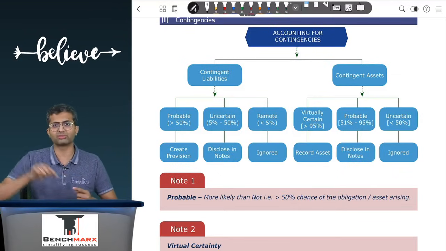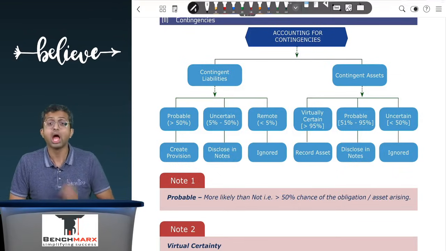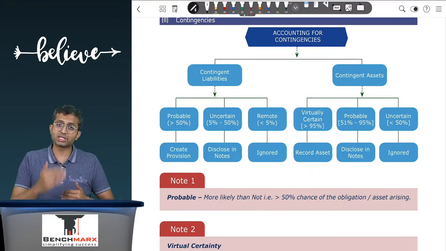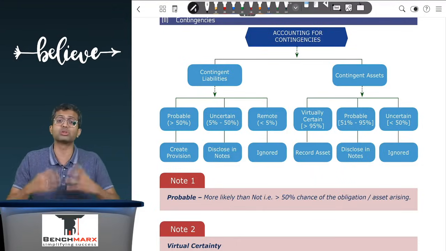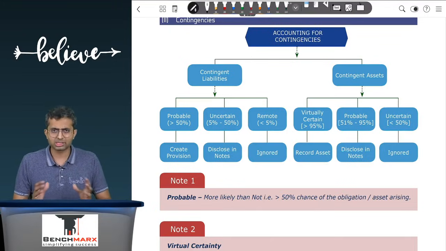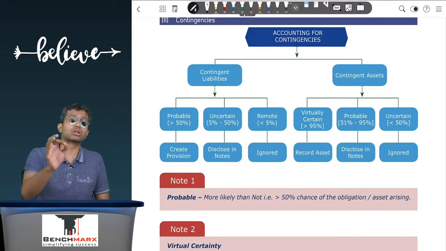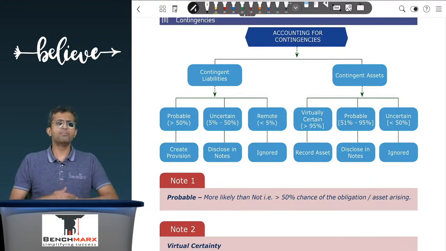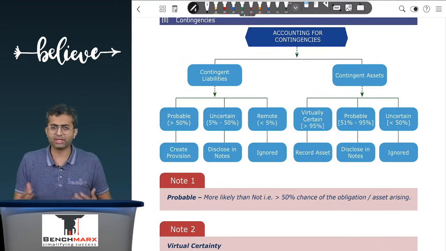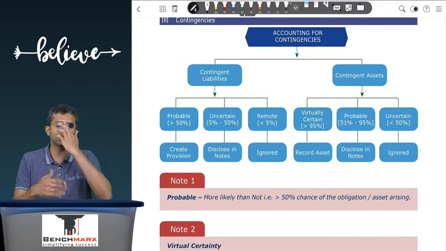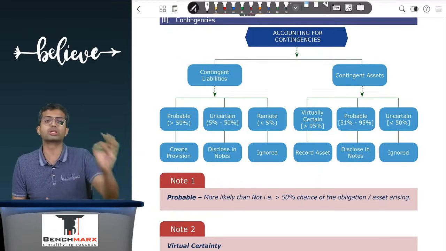But if you record the asset, a corresponding income will also be recorded. But prudence and conservatism says that you can recognize expenses and losses as and when you expect them. However, income should be recorded as and when you actually earn them. And as a result, you should ideally wait till it is virtually certain, that is, beyond any degree of uncertainty, that you will receive the benefit. And hence, contingent assets can be recorded only once they become virtually certain.